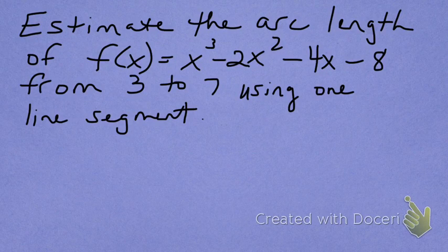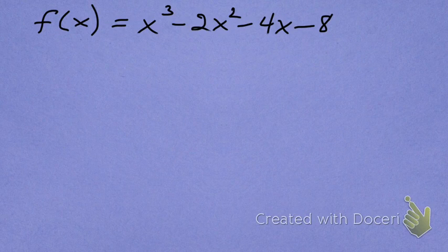We would like to estimate the arc length on a function from x value 3 to x value 7. We're going to do so using one line segment, even though we could have more accuracy if we used multiple line segments. But let's just enjoy the process. So we want to know now, what is y when x is 3?